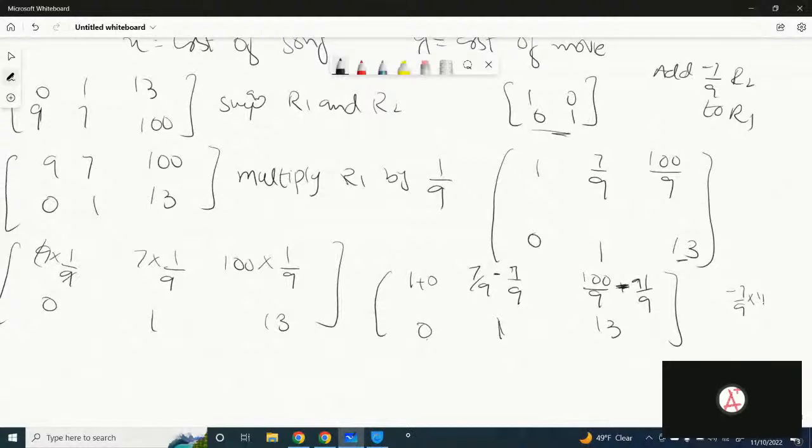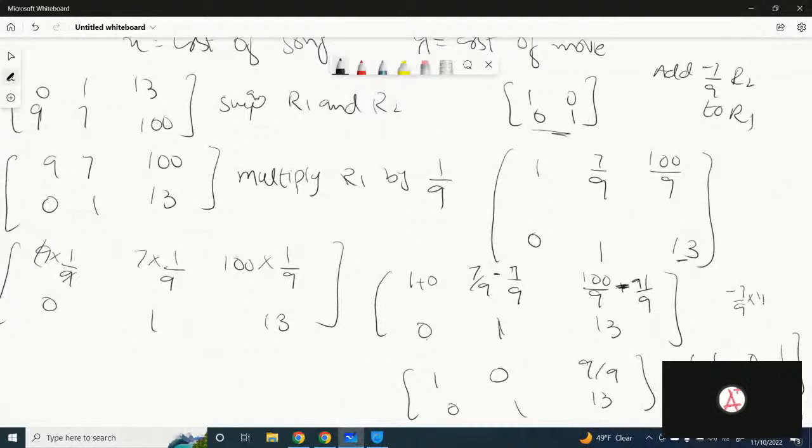Got it? So it would be 1 plus 0 is 1, 7 over 9 minus 7 over 9 is 0, and 100 minus 91 over 9, which is 9 over 9, and it would be 0, 1, and 13. So 9 over 9 makes 1, so it would be 1, 0, 1, 0, 1, and 13. So the values are 1 and 13. Got it? That means the cost of one song is $1 and $13 for the movie.